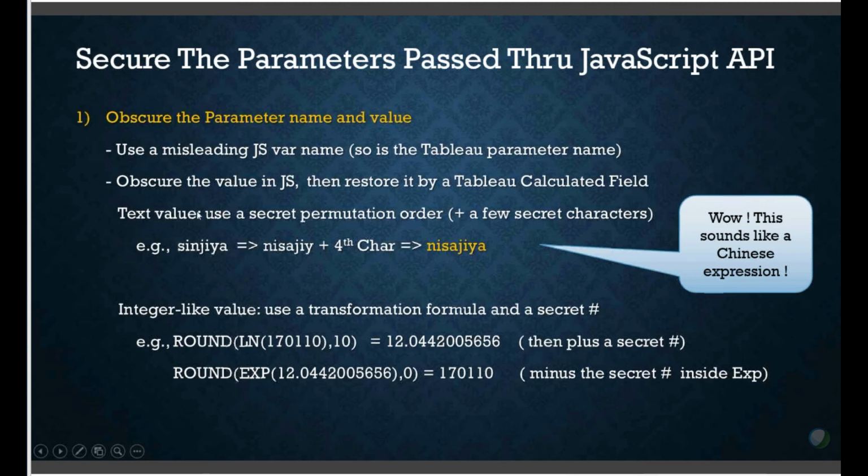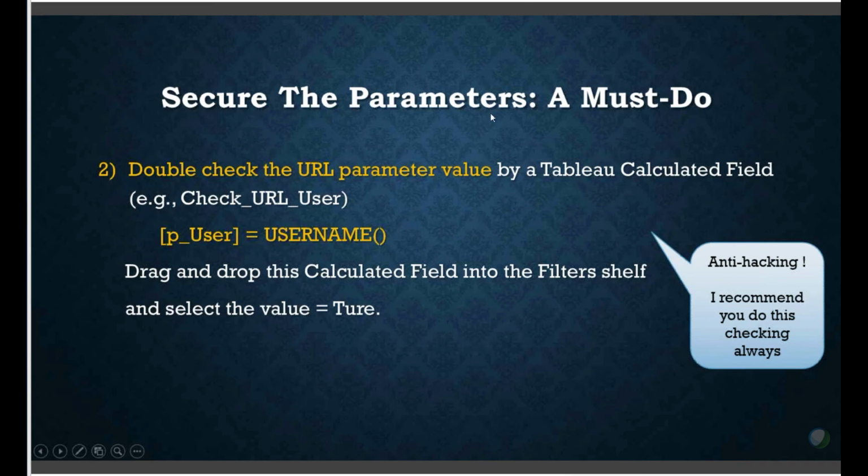And if the value is a number, then you can do a mathematical transformation, right? You can do a natural log to convert it to some kind of number. And when you need to convert it back, you do the exponential, right? And you can get the same number. And it's good that you add some secret number after you convert it, or subtract it when you restore it. And this step you must do, okay? Secure the parameter. You must perform this.